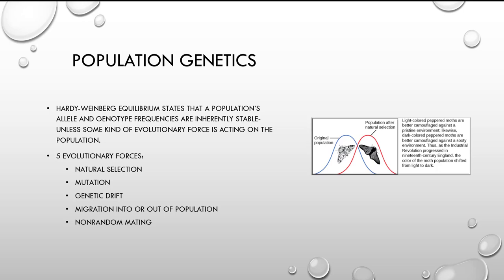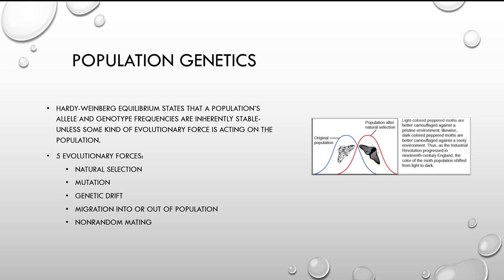Okay, so again with the Hardy-Weinberg equilibrium, we can use that to see any shift in the population's allele or genotype frequencies. But when we're using this equation, we have to remember that we're just assuming that it's inherently stable. The population is stable at that snippet of time that we're looking at. So if there's some sort of evolutionary force acting on the population, it's not really going to work.